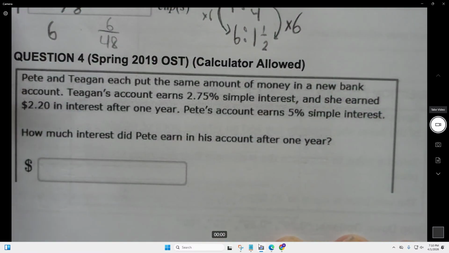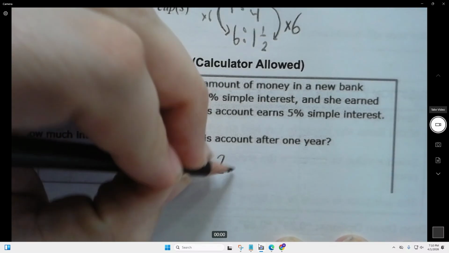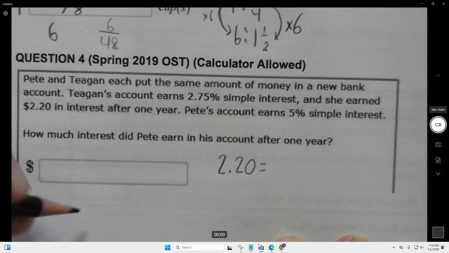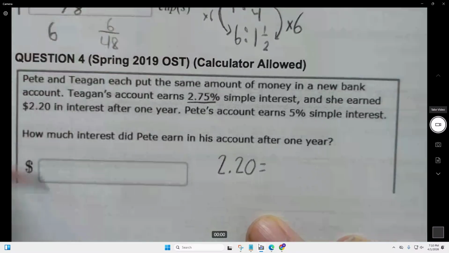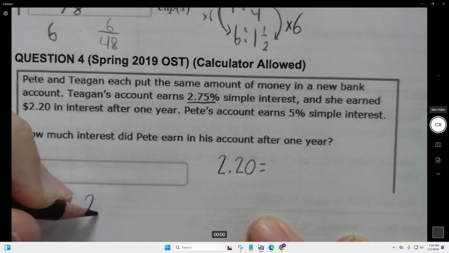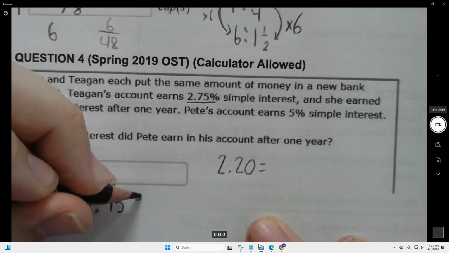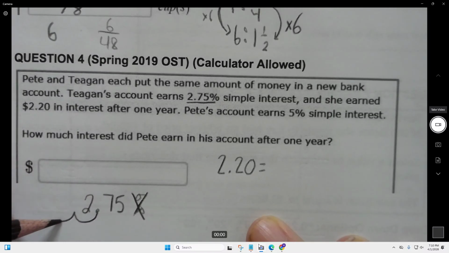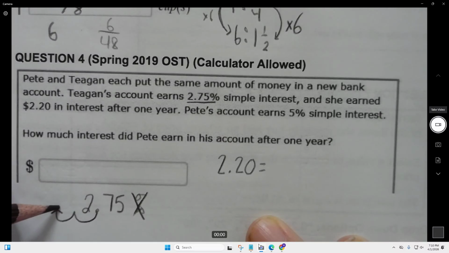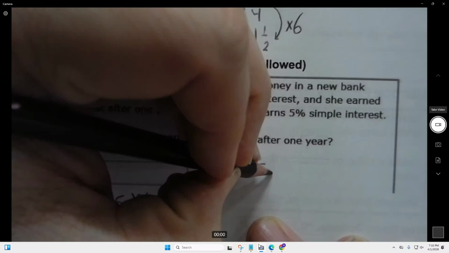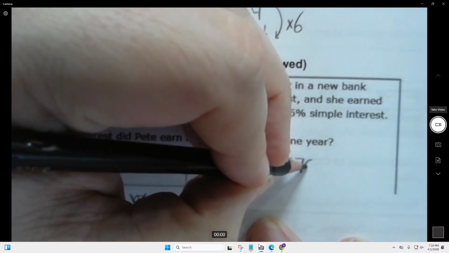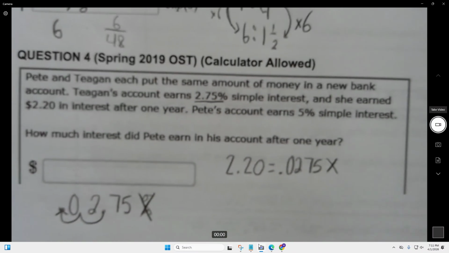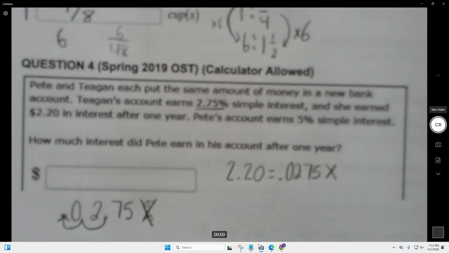So, if $2.20 represents the interest earned off of Tegan's account, we know that she earns 2.75% interest. So let's take 2.75% and convert it to a decimal. Get rid of the percent, take our decimal, move it over 2 places. So that becomes 0.0275x, where x is her original bank account value.